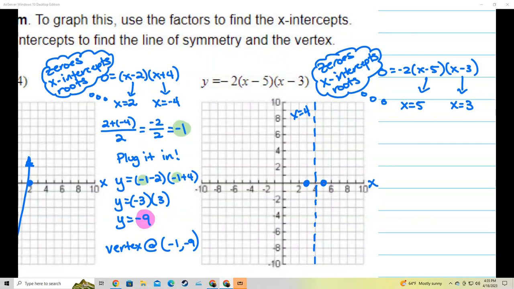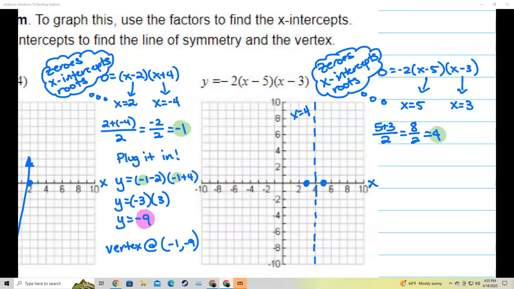If it's not easy to tell, if you're not sure what's in the middle of 5 and 3, you can always average them out. Add them up, divide by 2. That's 8 divided by 2, which, oh, look at that, it's equal to 4. Hey, you found the line of symmetry. It's x equals 4. That's also the first part of your vertex.